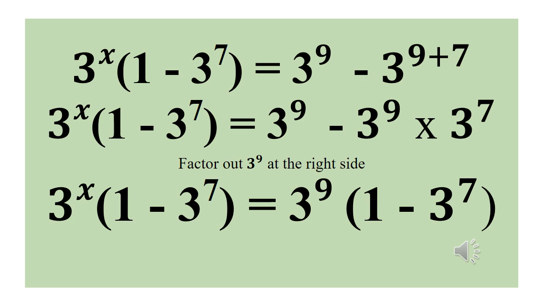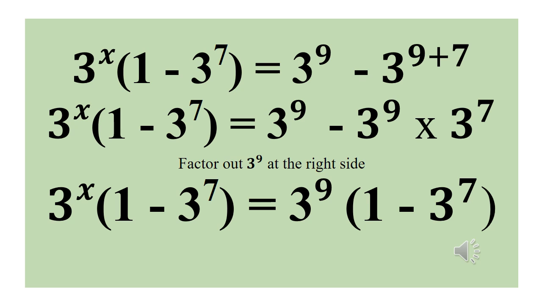What you have just done there is, when you have 3 raised to power 9 plus 7, using the law of exponents, the addition in the exponent changes to multiplication of powers. So we have 3 raised to power 9 multiplied by 3 raised to power 7. If you simplify 3 raised to power 9 times 3 raised to power 7 using the law of exponents, it will still give us 3 raised to power 9 plus 7. So we have 3 raised to power 9 common at the right side of the equal sign. We can factor it out as well.